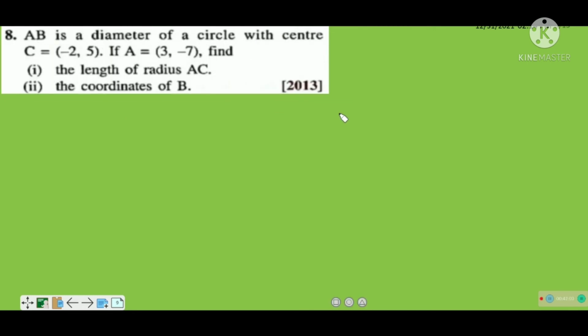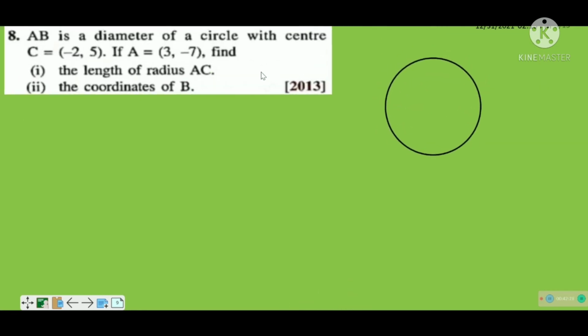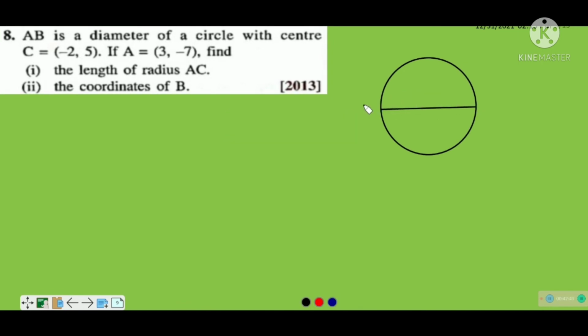Question number 8. AB is the diameter of a circle with center C. If A is (3, -7), find the length of the radius AC. AB is the diameter of a circle with center C. C is the center and the coordinates of C are given: (-2, 5). The coordinates of A are (3, -7). Find the length of the radius AC.